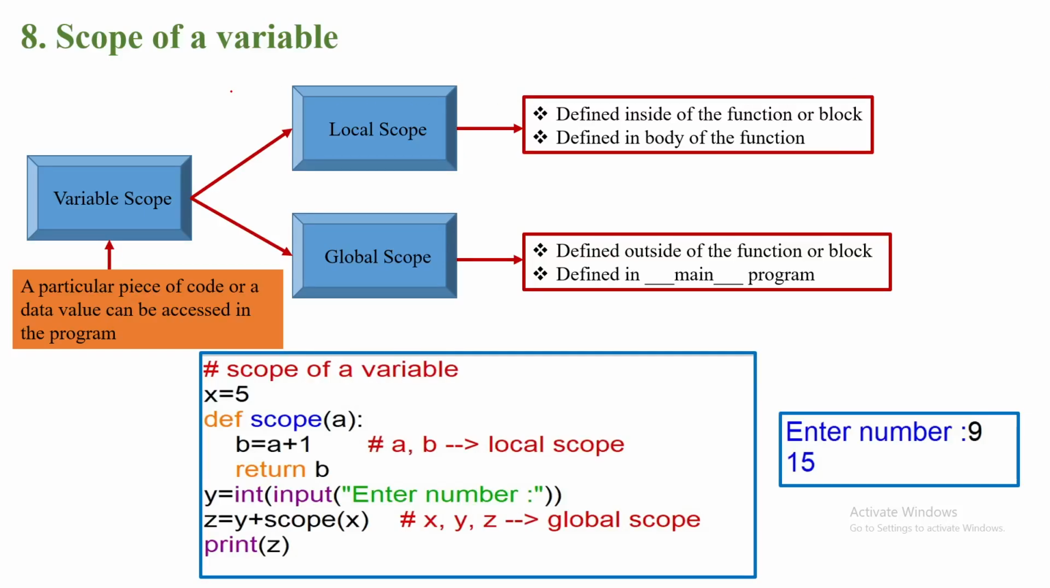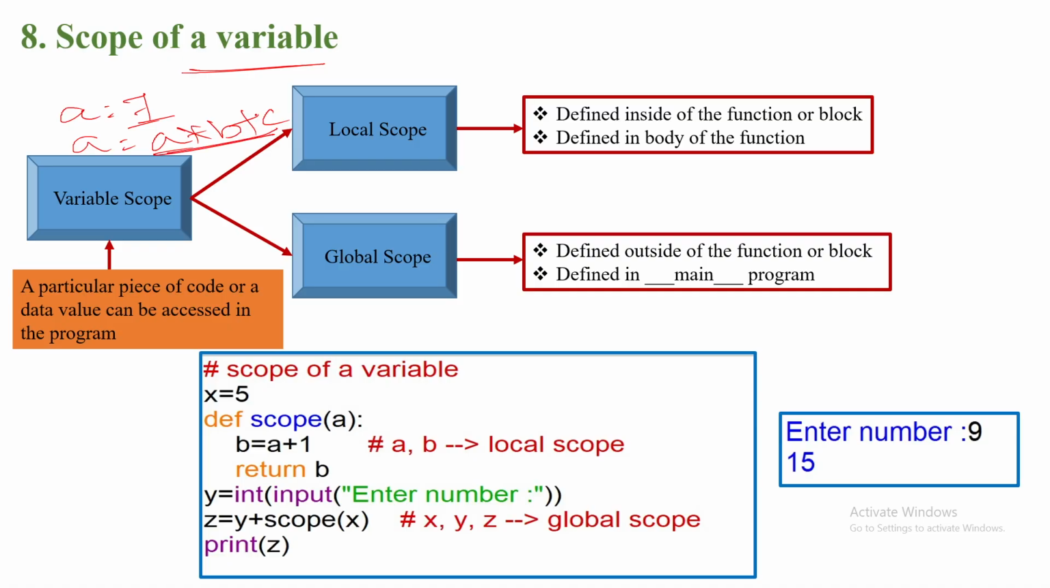Scope of a variable. What is a variable? Try to understand first. A variable stores a value, just like suppose a equal to 7. That means it stores a data value. And suppose I have written a equal to a into b plus c.